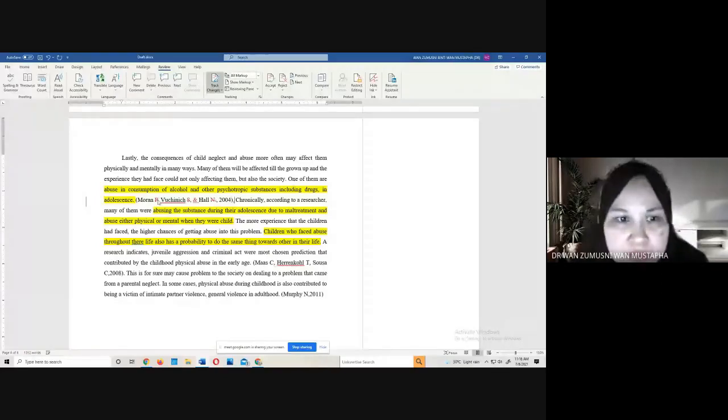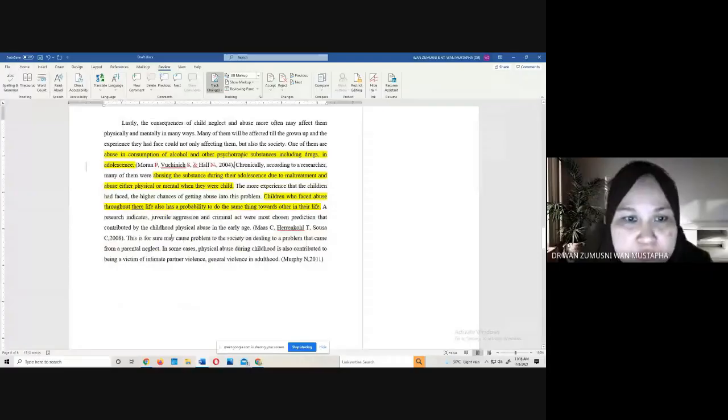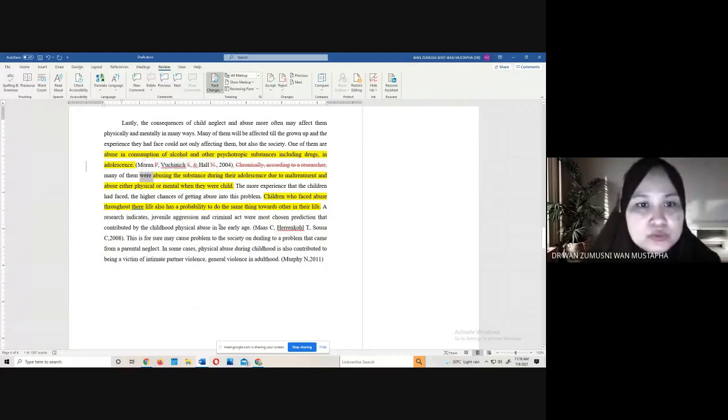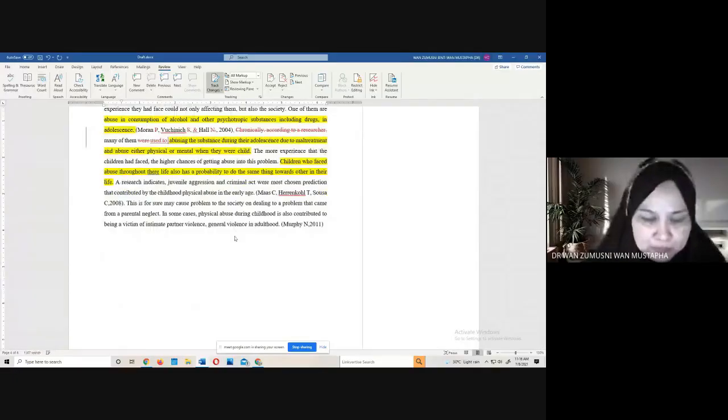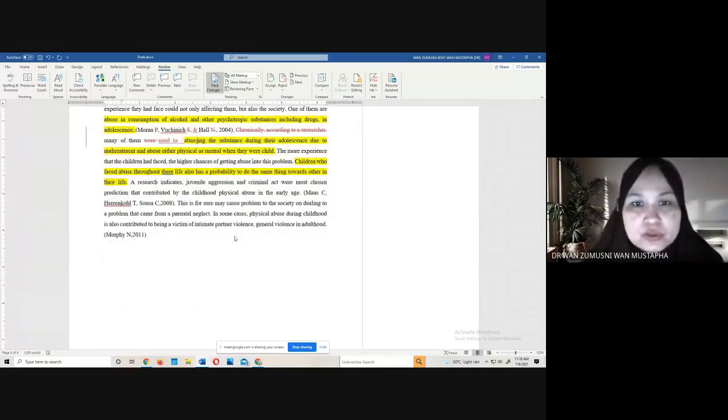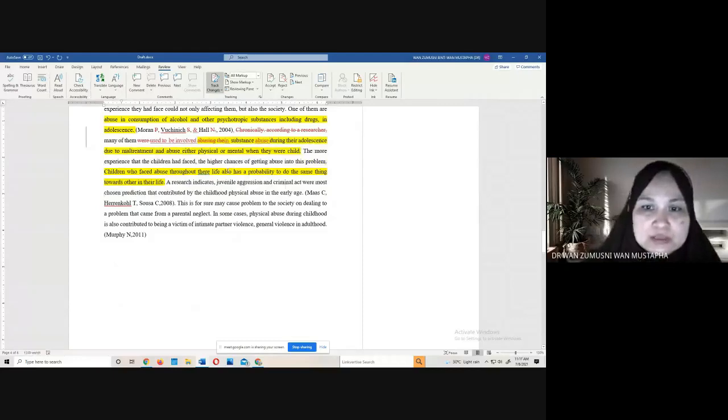Many of them were abusing substance, bukan were abusing, tak boleh guna were abusing sebab were abusing maknanya benda tu sedang ongoing. Many of them used to abuse substance during the, used to be involved in substance abuse. Alright, okay children, throughout ini dia, okay. Alright, full stop jangan letak kat sini, full stop dekat ujung perkataan, dekat ujung sentence. Buang last first name, take out the first name again. This is for sure, tak payah.